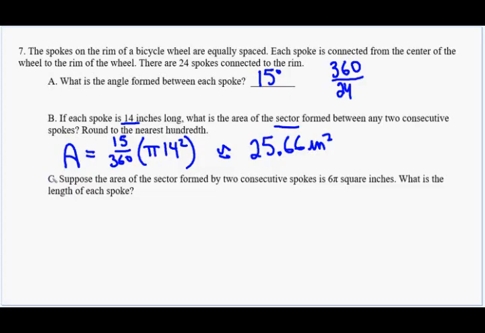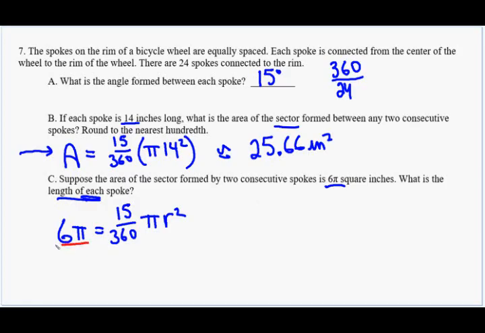Now in the last one here, suppose the area of the sector formed by two consecutive spokes is 6 pi square inches. What is the length of each spoke? So if we come back up to what we did here in part B, we're just going to change this area here to 6 pi. 6 pi is equal to the same fraction, 15 over 360, and we're going to multiply that by pi times our new radius squared, because we're trying to find the length of each spoke, which would be the radius. So we want to get r by itself.